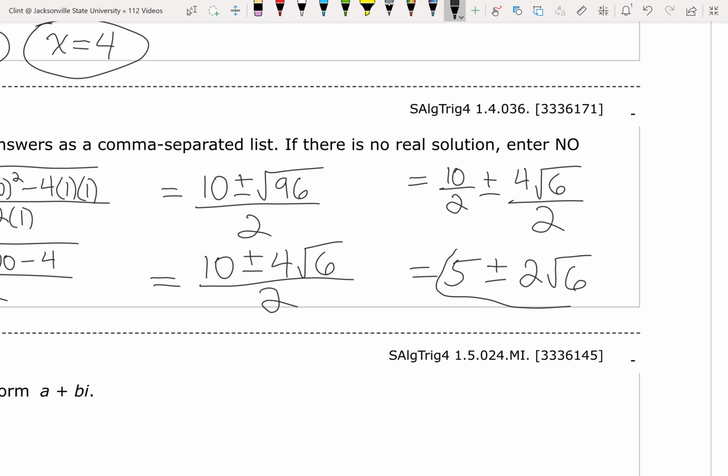So our solutions here, we've got 5 plus 2 times the square root of 6 and 5 minus 2 times the square root of 6. Okay, you can write it like that. I don't mind on the test. Or you can write the 2 solutions separately. Either way will be okay. Alright, so come back for part 2.